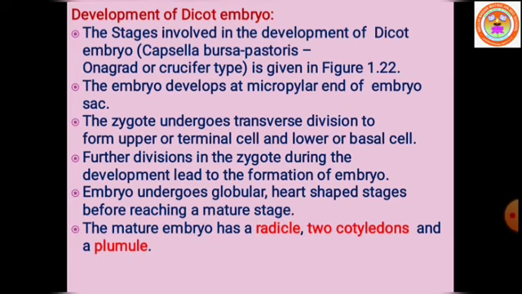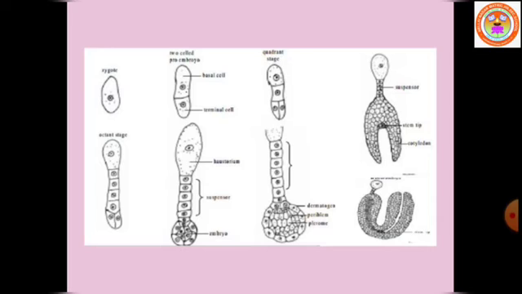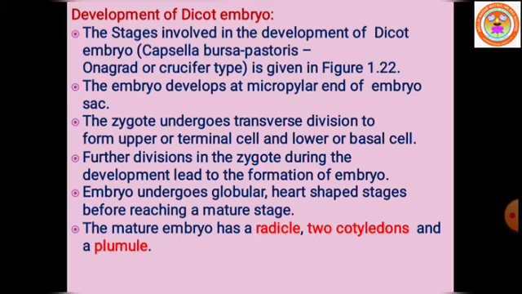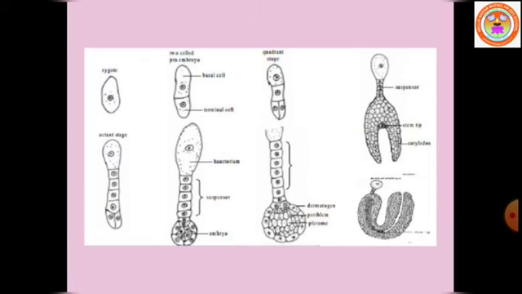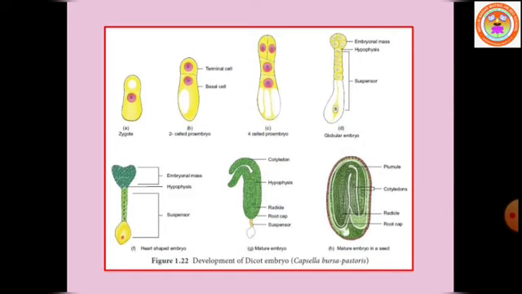Further development results in the embryo developing the globular stage and heart-shaped stage before reaching the mature stage. You can see the globular embryo stage, the heart-shaped embryo, and the mature embryo, which looks like a walking stick.